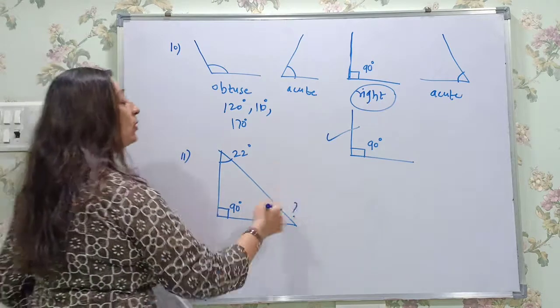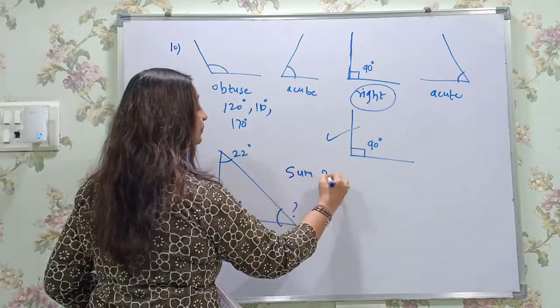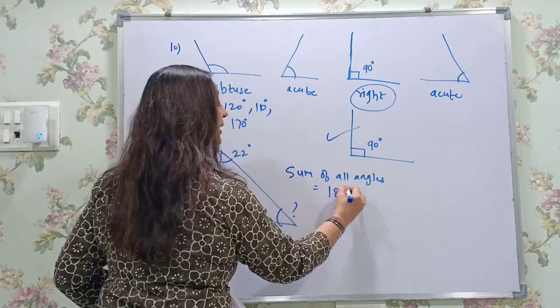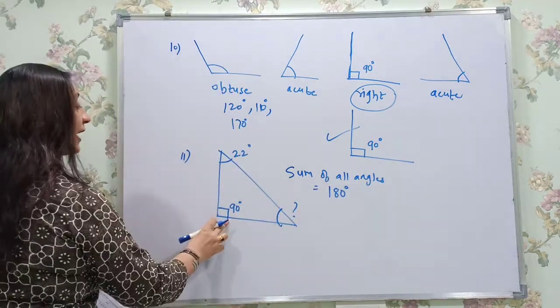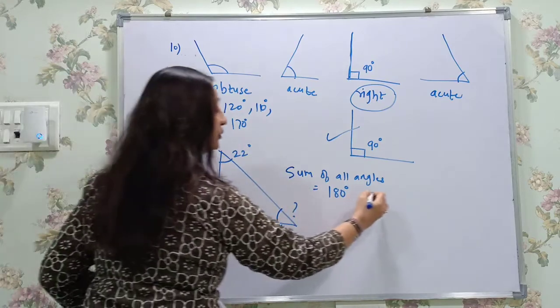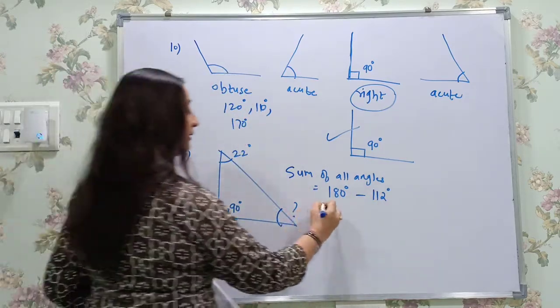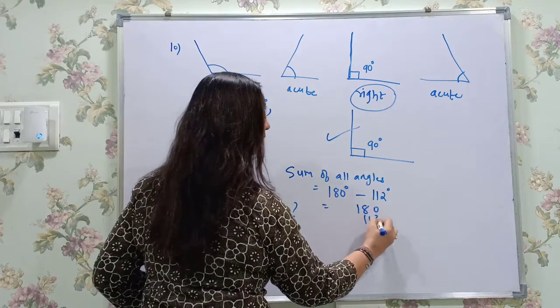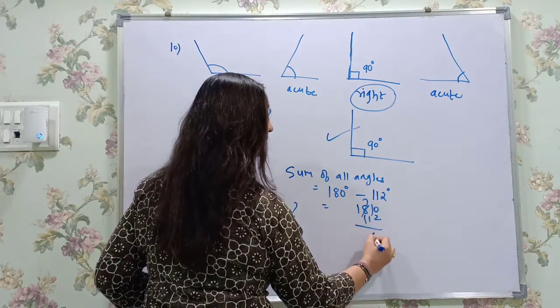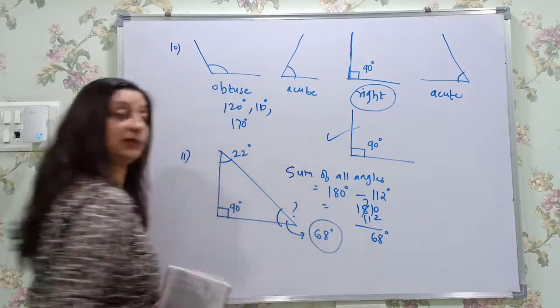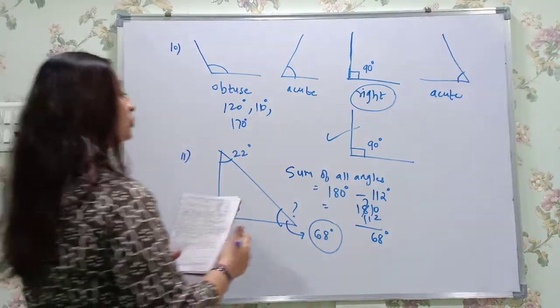Now what is the sum of all angles in a triangle? Sum of all angles in a triangle is always 180 degree. Okay? So 90 plus 22, 112 degree. So we subtract 112 degree, we'll get the third angle. Right? So 180 minus 112 will be 68. So what is the measure of the third angle? 68 degree. Right? Sum number 12.